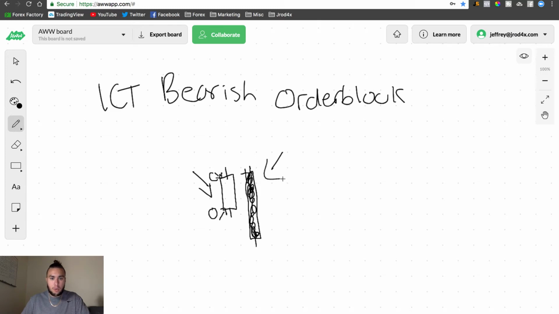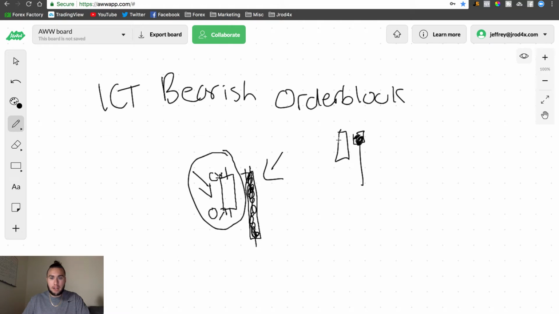So we need to wait for this candle here to close below this candle in order to confirm that this is an ICT bearish order block. It's not an ICT bearish order block if there's just an up candle and then, say, a candle like this with just a wick, right? Say this is a down candle with a wick.